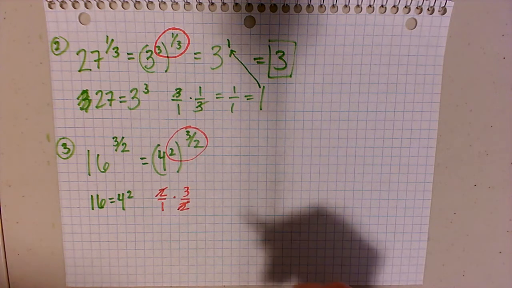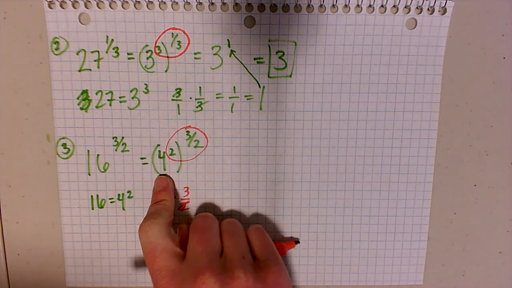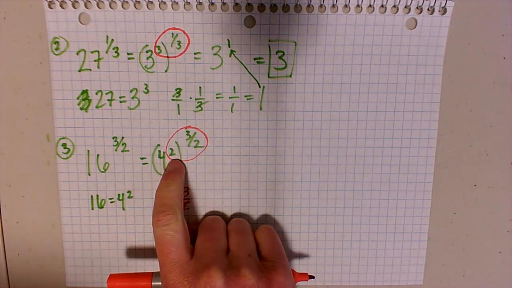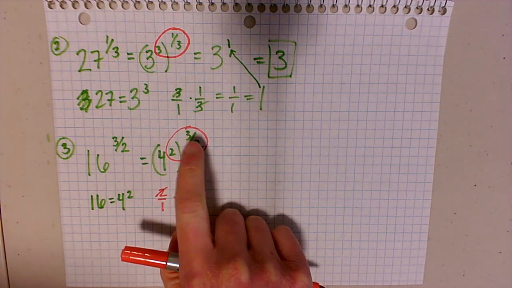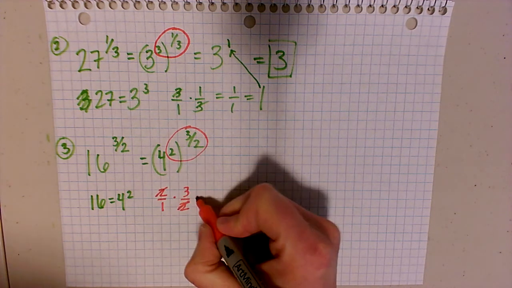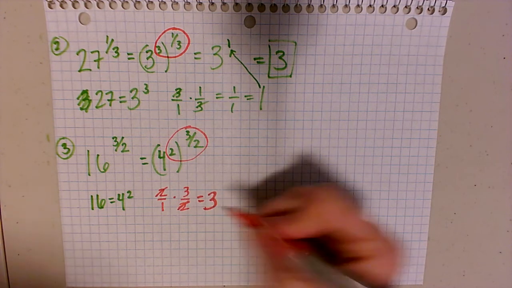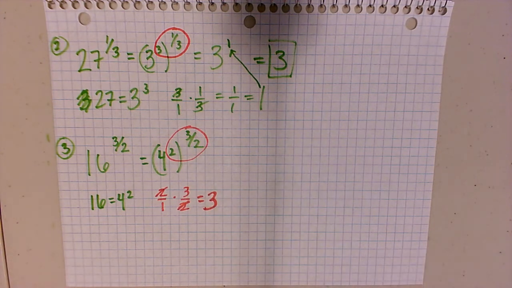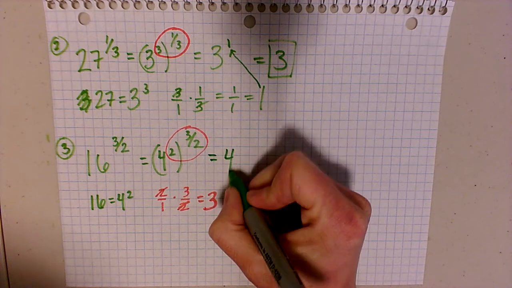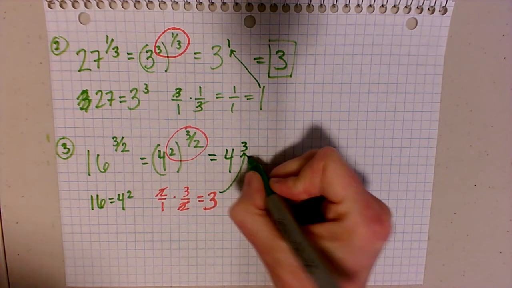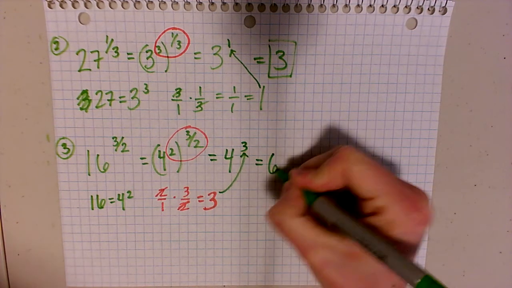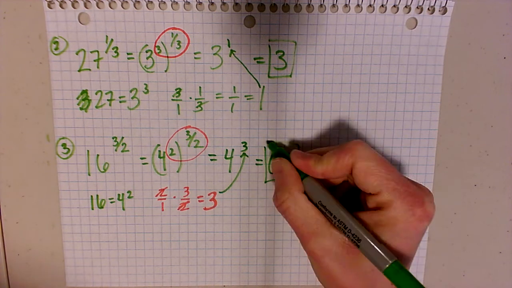And that's your whole goal, is you want to think of some number that you raise to an exponent that will cancel out the denominator in your other exponent. Okay, so you want these to be the same if you can. So then this is just 3. Okay, and so then this becomes 4 to the 3rd, which is 64.